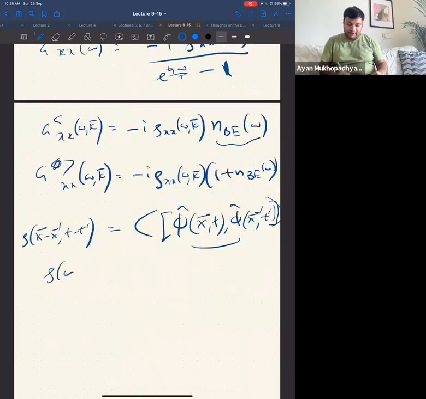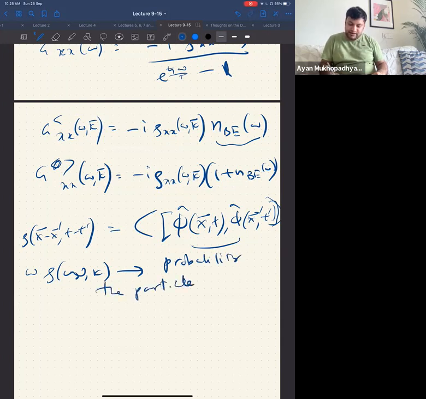When I take rho omega k, the Fourier transform, times omega, it has the interpretation of the probability that the particle with momentum k has energy omega, right? This is what we said.